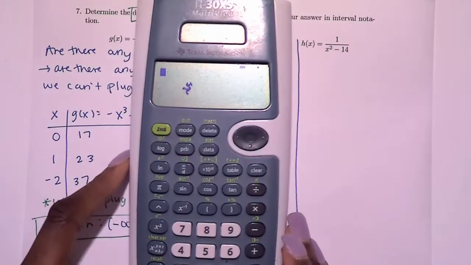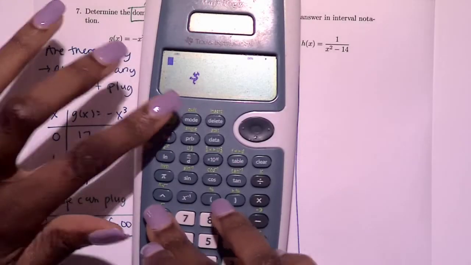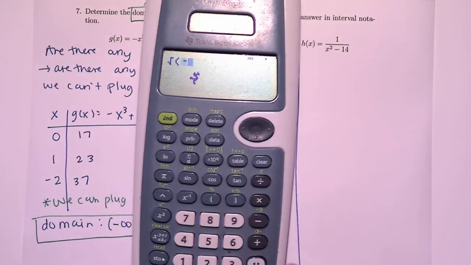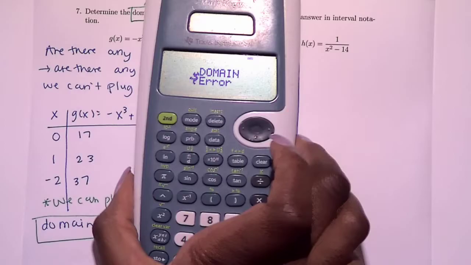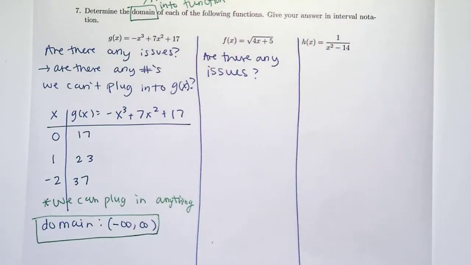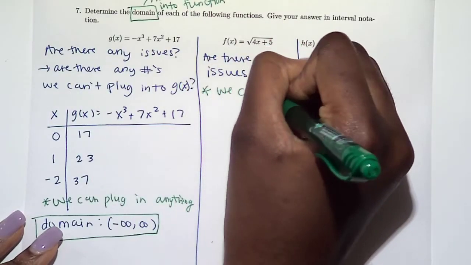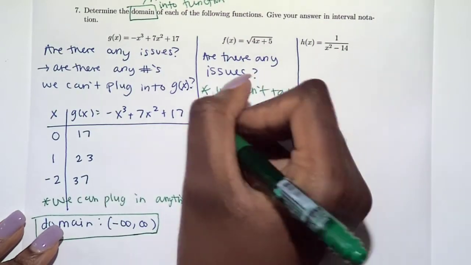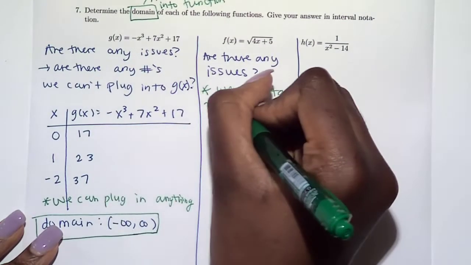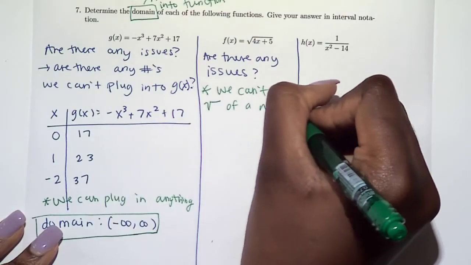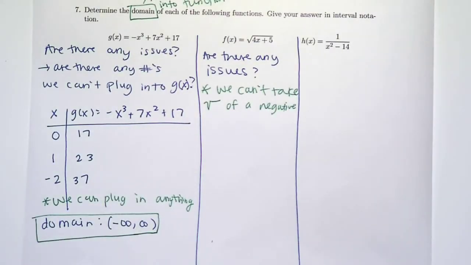So, for example, if you look at my calculator, and I take the square root of something like, I don't know, negative 5, my calculator would say domain error. That means I plugged in something that's not in the domain of the function, and I can't get an answer. So we can't plug in negative numbers in a square root function. So I'm going to write that down. We can't take the square root of a negative. So whenever you see a square root, you should say there's a warning sign here.